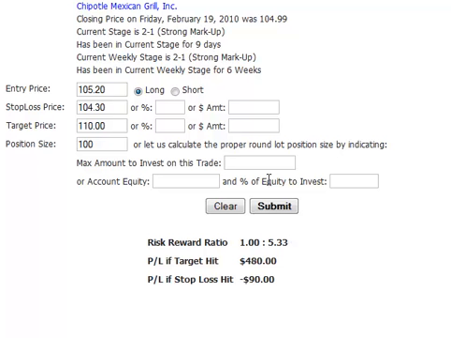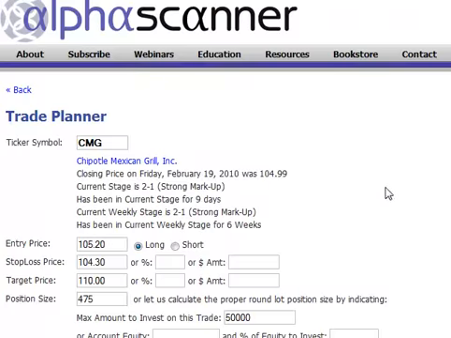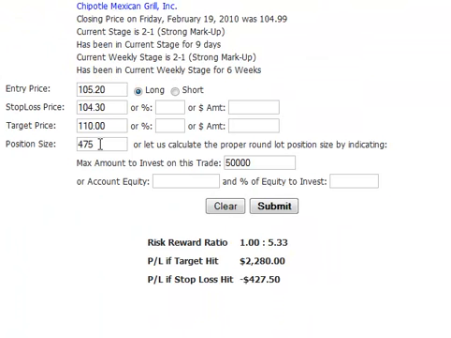How much you decide to put into this trade is obviously dependent upon a lot of factors: how much money you have in the market, how much risk you're willing to tolerate. You could say, maybe I'll put $50,000 into this, and then submit it with those same levels. So this says you'd buy 475 shares. The risk reward ratio is still the same, but if you were wrong, you would lose $427.50. If you're right and it hit your objective, you'd make $2,280.